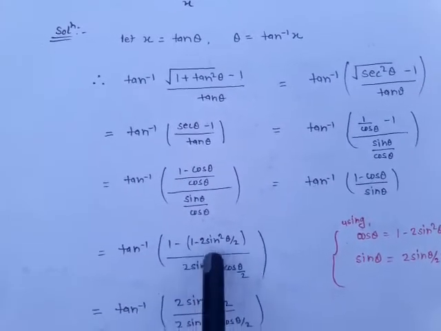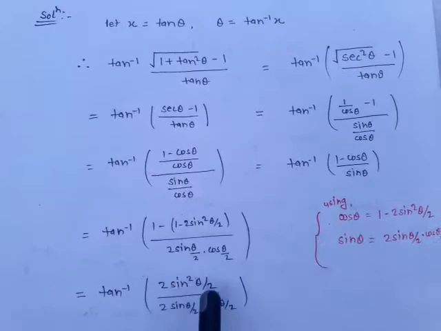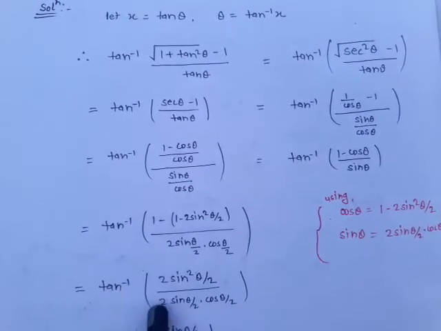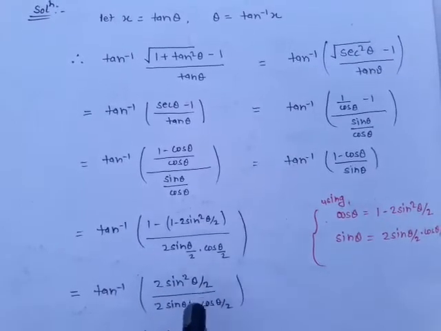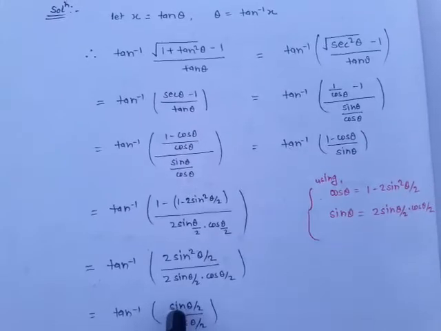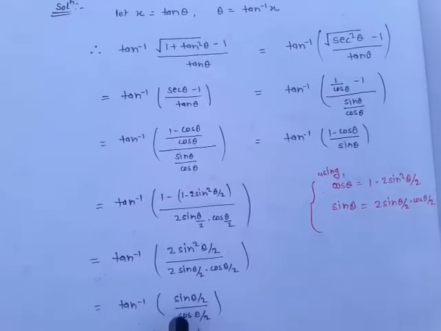This 1 cancels out, which gives tan inverse of 2 sin square theta by 2 upon 2 sin theta by 2 dot cos theta by 2. The 2 cancels out, and one sin theta by 2 cancels out with the other, which gives tan inverse of sin theta by 2 in the numerator and cos theta by 2 in the denominator.